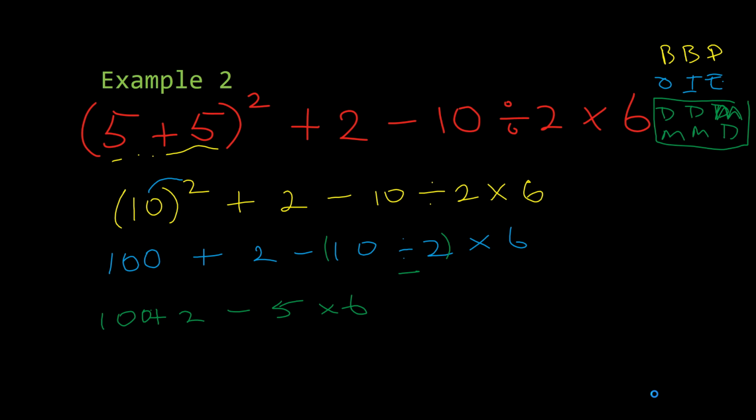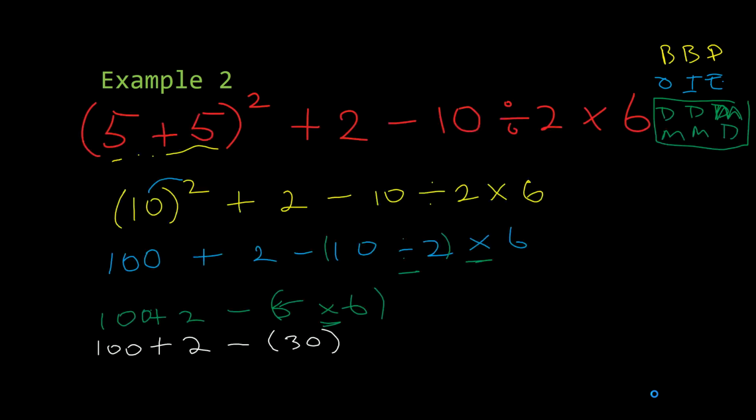Then the next one that we have to look at is the multiplication that we see here. So we say, okay, 100 plus 2 minus 5 times 6 is 30. Oopsie, let me erase this. Alright, I'll write that over. 100 plus 2 minus 30.